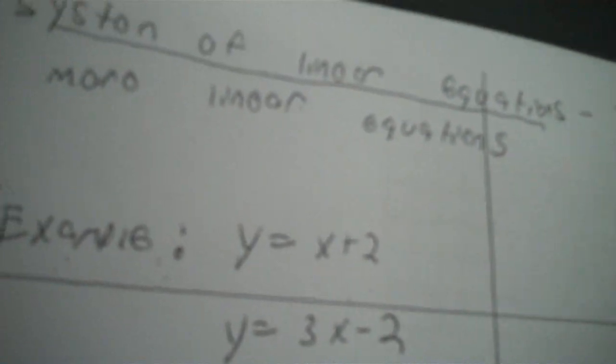Systems of linear equations. A system is going to be two or more linear equations. We're just going to deal with two for the foreseeable future. Now, a solution to a system of linear equations is any ordered pair that makes both or all of the equations in the system true.